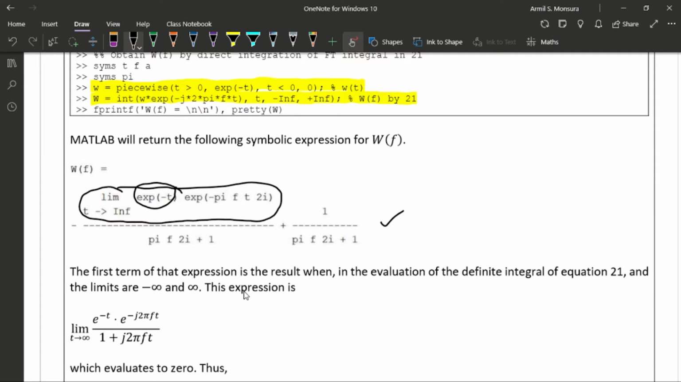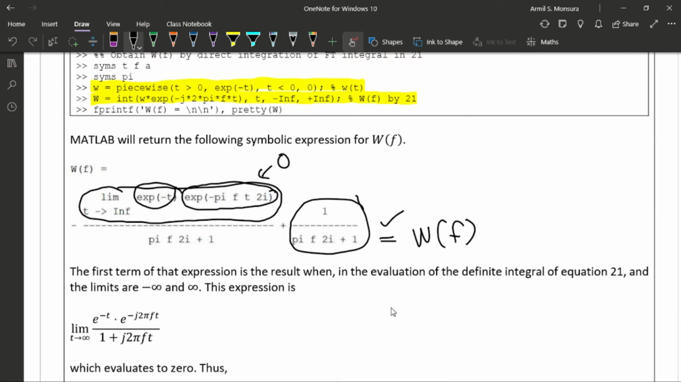As well as this one, actually. This also becomes zero. Essentially, this numerator here becomes zero, and therefore this entire first term becomes zero, leaving you with this one as the expression for your spectrum.